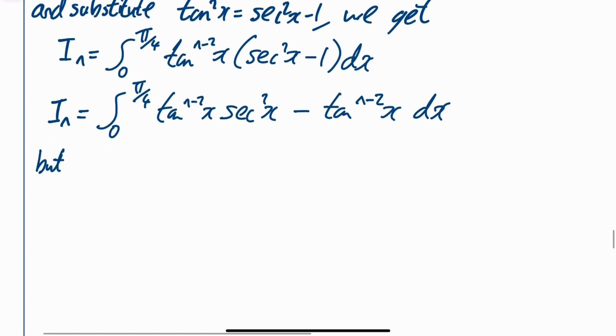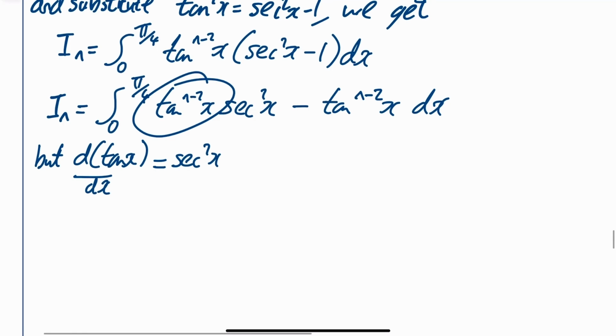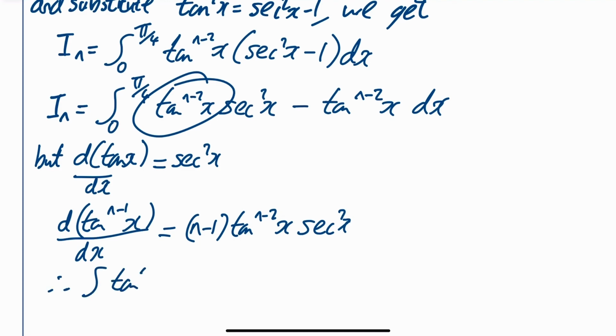But we know if you differentiate tan of x with respect to x, what you get is sec squared of x. So if you raise the power of this thing by 1, just doing this by inspection, we're going to differentiate and see what you get. If you raise it by 1, that's n minus 1, so tan^(n-1). What you're going to get is n minus 1 times tan^(n-2) of x times sec squared of x. Therefore, if you just integrate tan^(n-2) of x sec squared of x with respect to x, what you get is 1 over n minus 1 times tan^(n-1) of x.